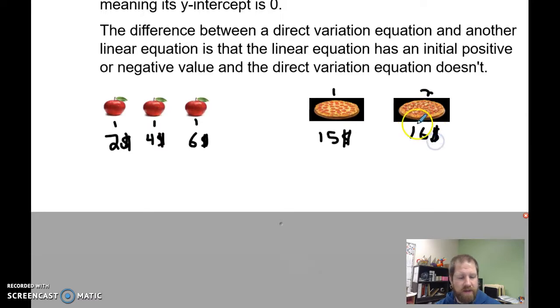What that is saying is, yes, it's $1 for an extra topping, but the other $14 is the cheese, the dough, the sauce, the work it takes to make the pizza, the time it takes to cook it. So there's a lot of initial cost that goes into making that pizza. We can't say that each topping is $15. Each topping is only $1, but there's an initial cost. This is still a linear equation, but it is not a direct variation equation. Hopefully you understand the difference.